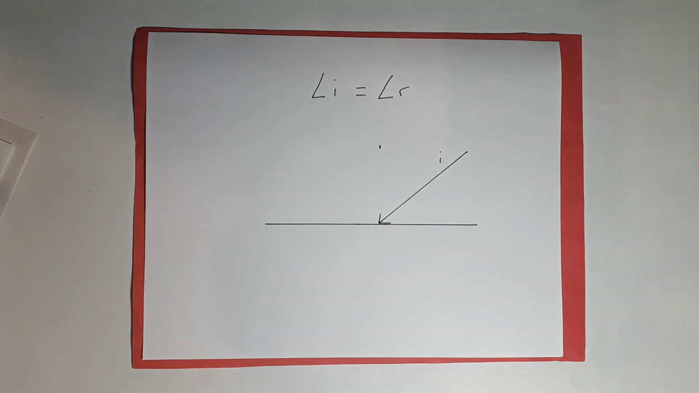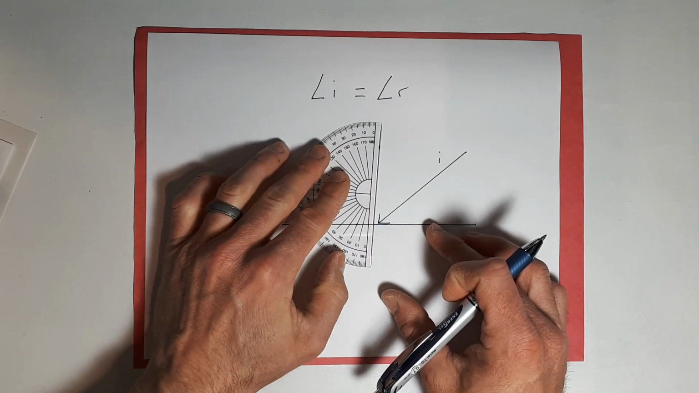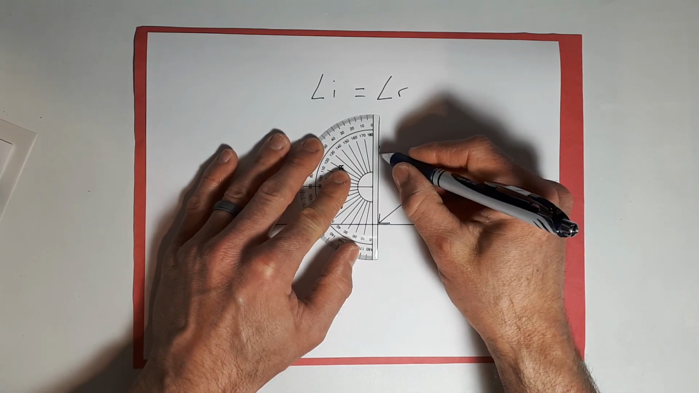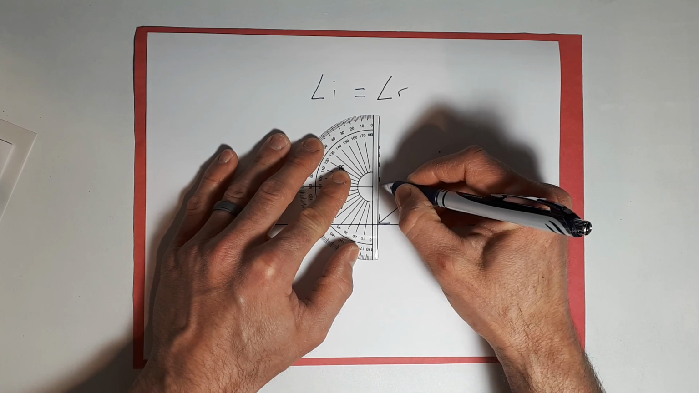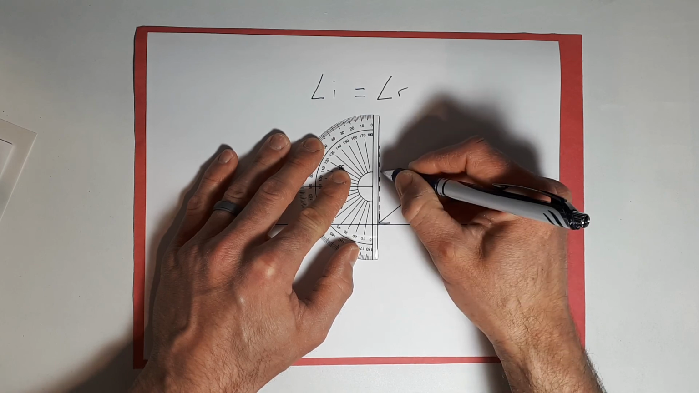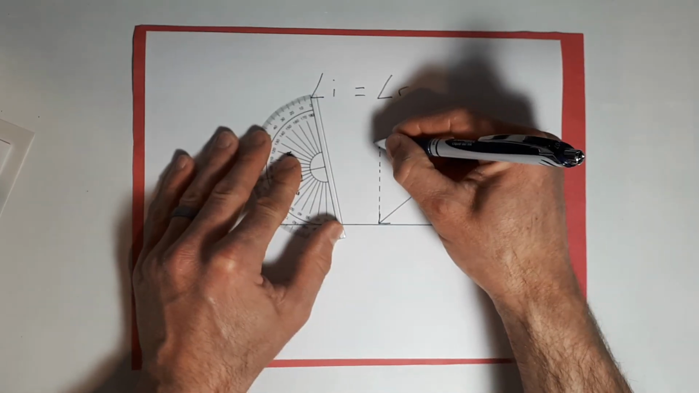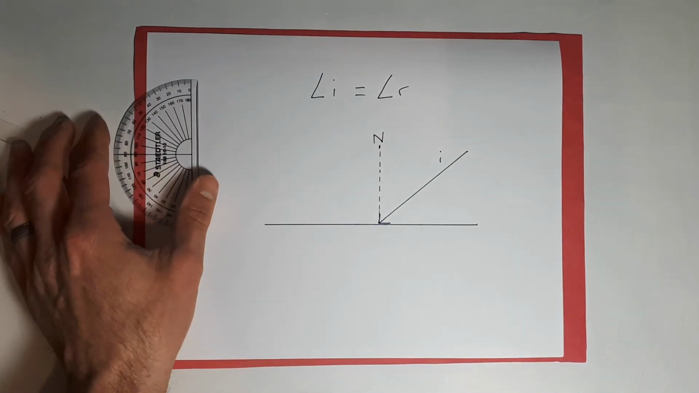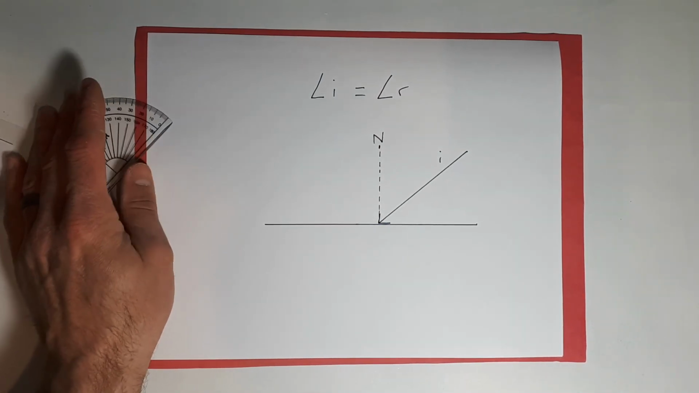Take the protractor out of there for a sec, and I can even use the back of the protractor actually to make this line. All right, so we're just going to trace that dotted line. Okay, we're going to mark that with an N. Okay, so in French we call that la normale, and in English, the normal.